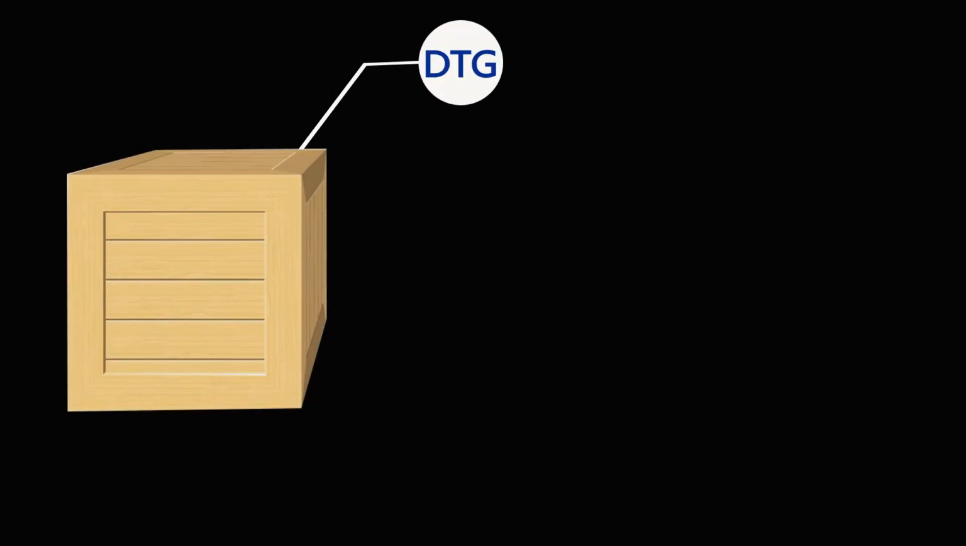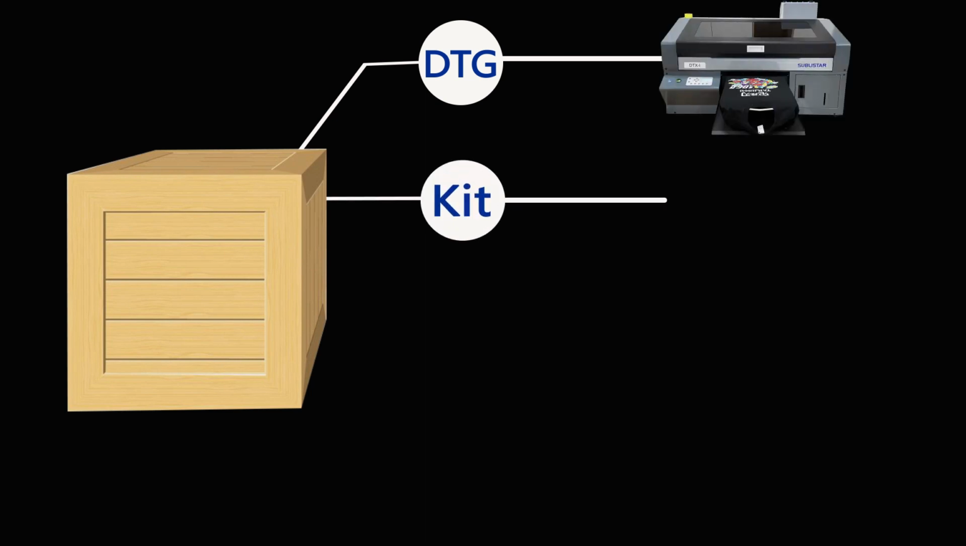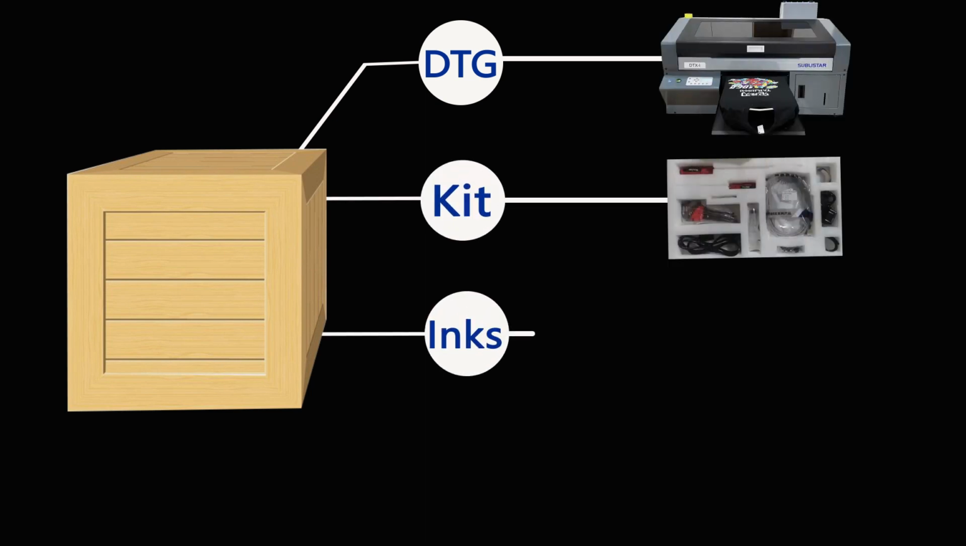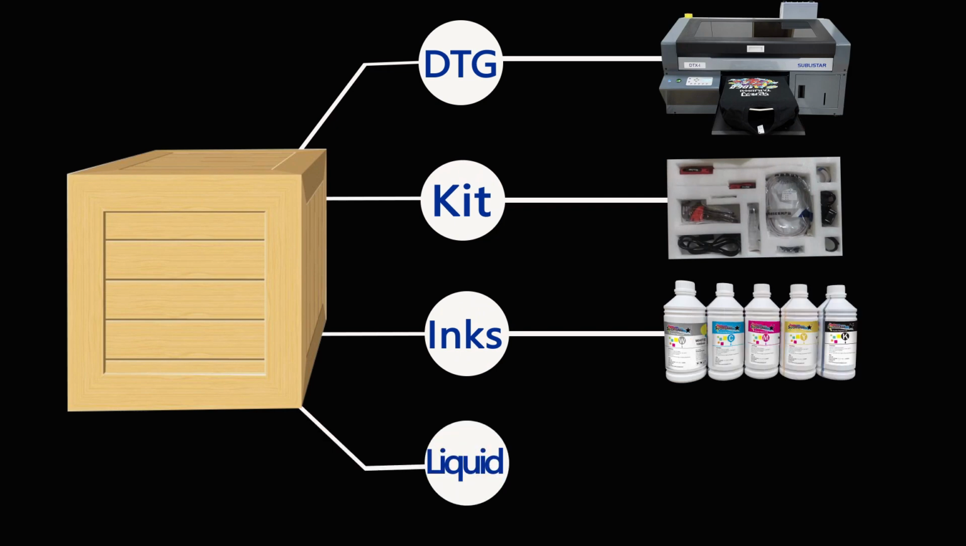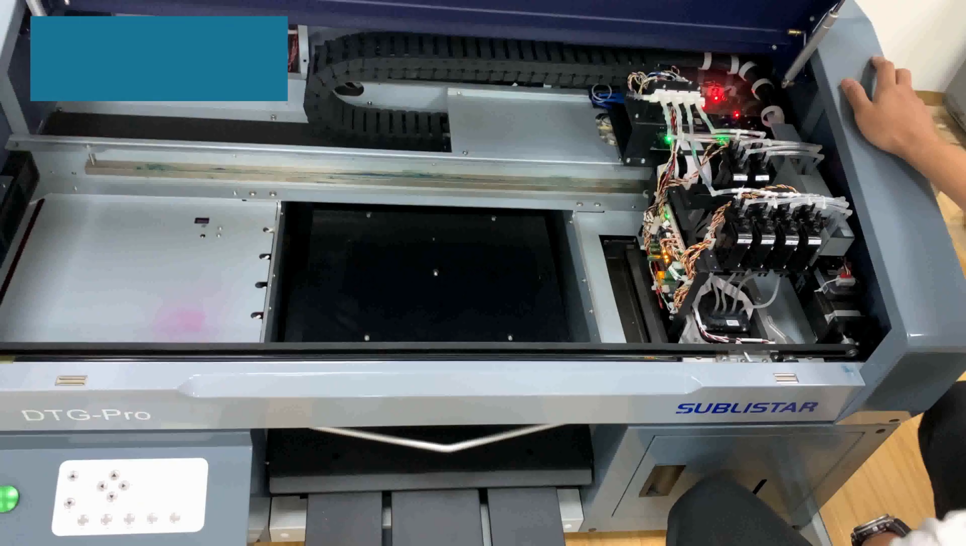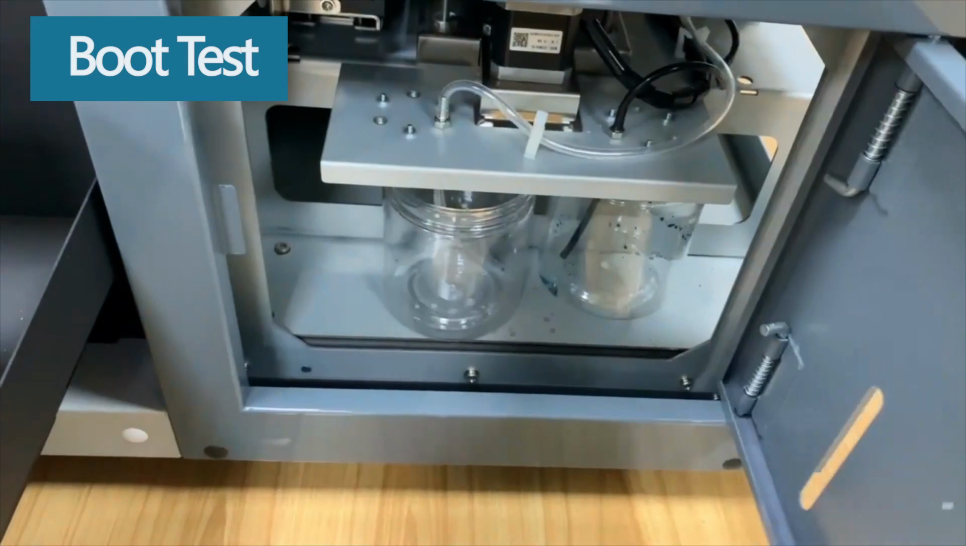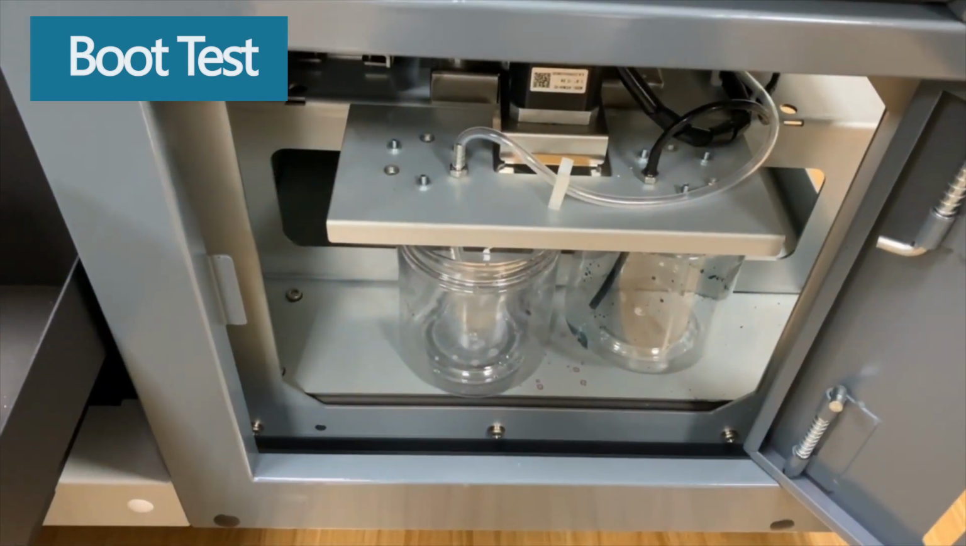When you unbox a brand new machine, you will receive a DTG printer, an accessory kit, a set of inks, and a set of pretreatment liquid. So first thing, we need to make sure the ink cartridges, print head, have been installed correctly. And make sure the waste ink paper is inserted into the waste ink collector.